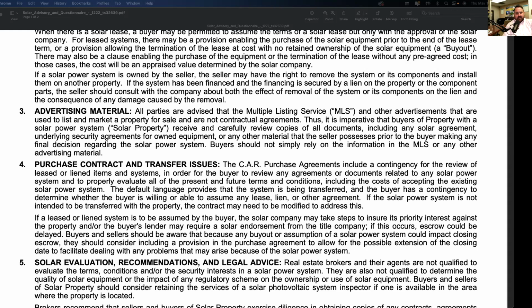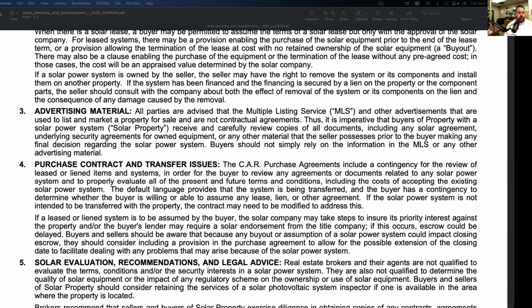Or you can't assume that the process is going to be what was advertised. And that's like anything else. Anything advertised in the MLS is non-binding. It's only what's in between the boundaries of the RPA and amendments and addendums and disclosures that go along with it. Okay. Purchase, contract, and transfer issues.